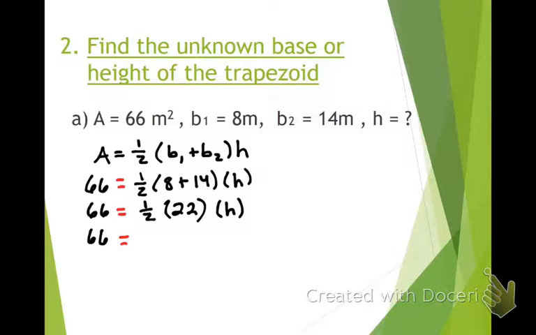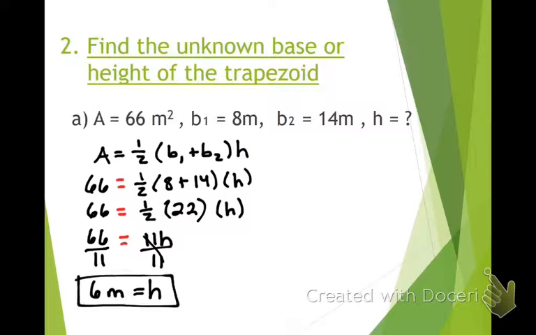Do we know what half times 22 is? 11 h. Your goal is to get h by itself. What do I have to do? Divide by 11 on both sides. Okay, be fair to both sides. Divide by 11, and what do you get? 6 centimeters. 6 what? Centimeters. Not centimeters squared. Should it be centimeters squared? When do I do my unit squared? Only when I'm finding the area. Any questions on this?